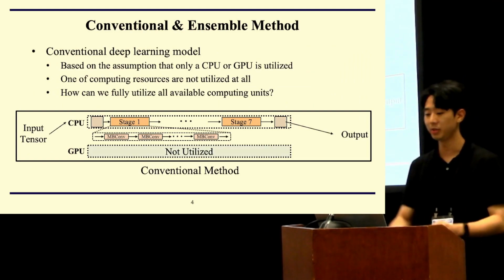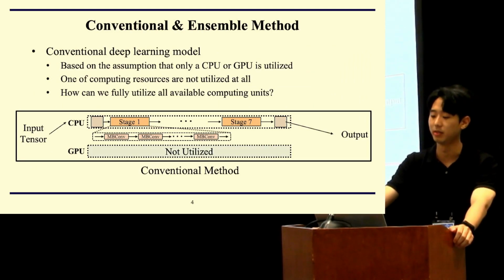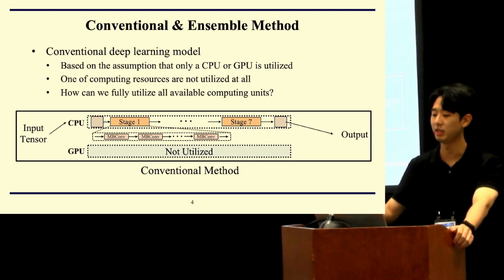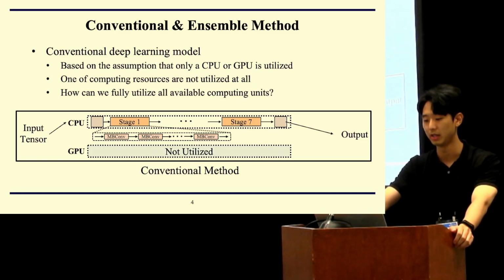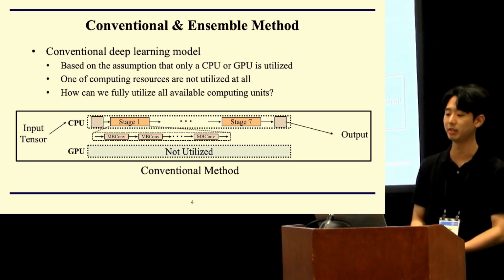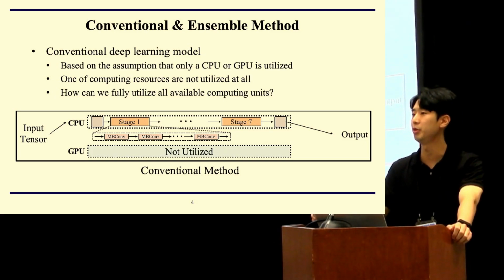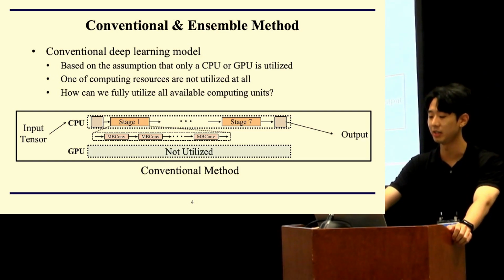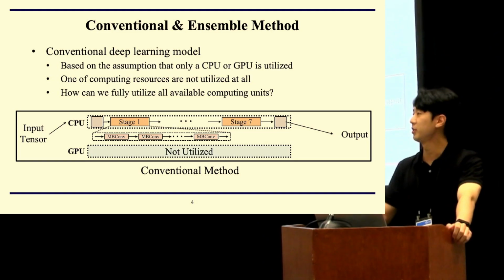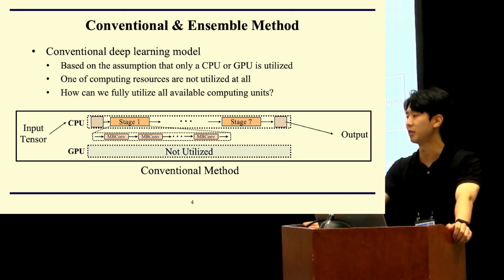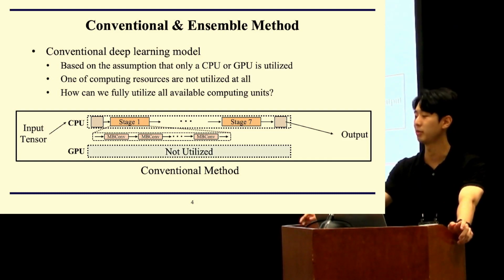So as you already know, recent mobile devices generally consist of multiple GPUs and CPUs. However, since most of the existing deep learning models are based on the assumption that only the CPU or GPU is utilized to run model inference, one of the computing resources is not utilized at all. Then how can we fully utilize all the available computing units?